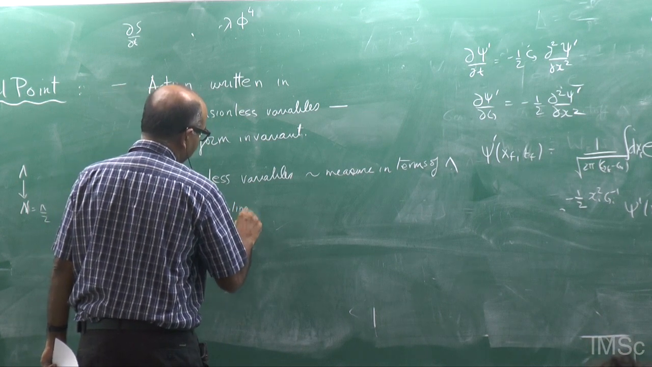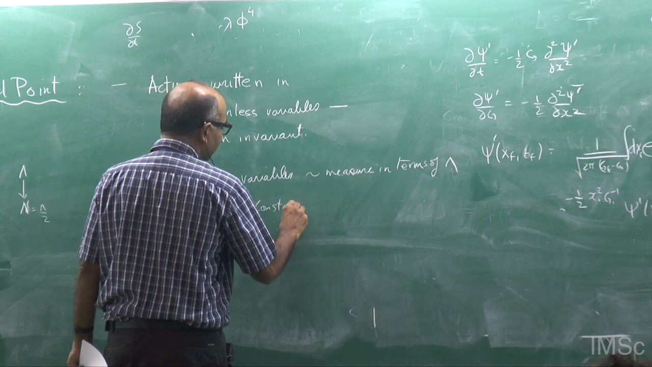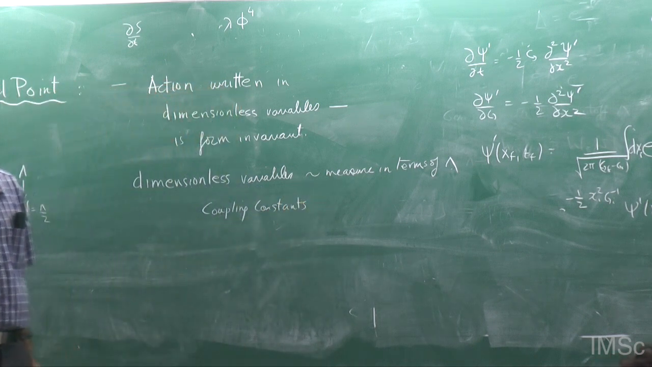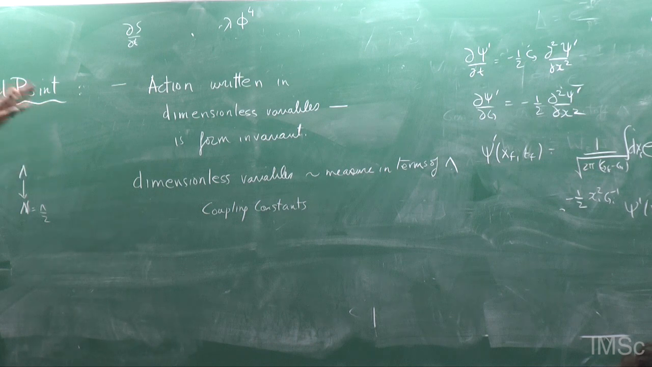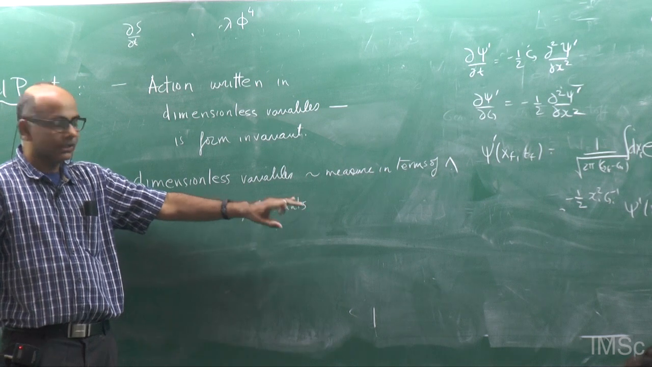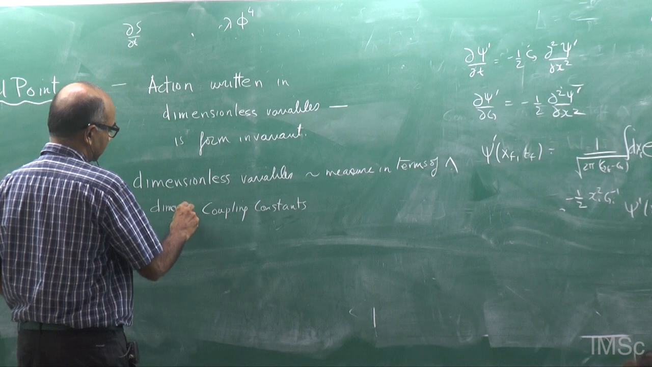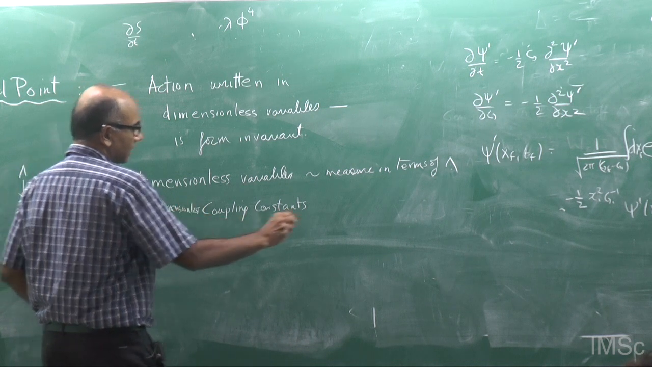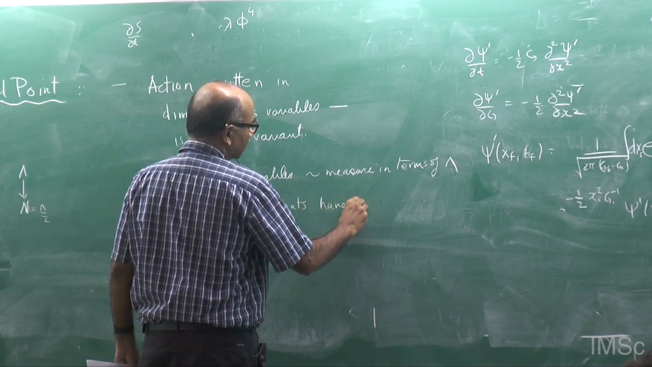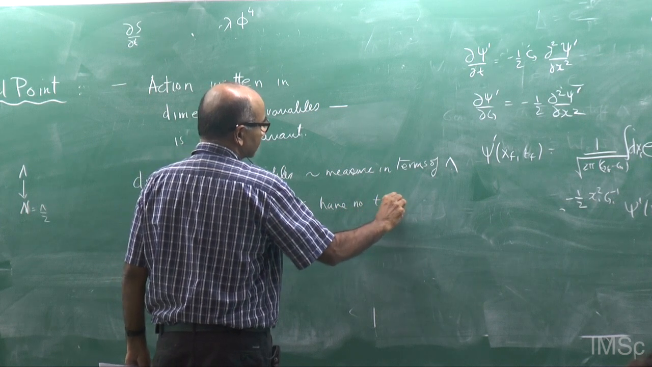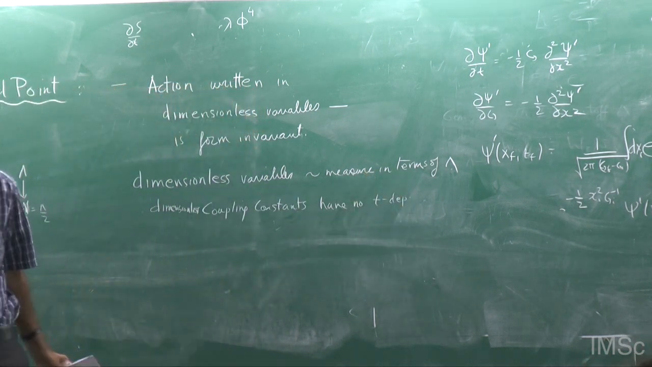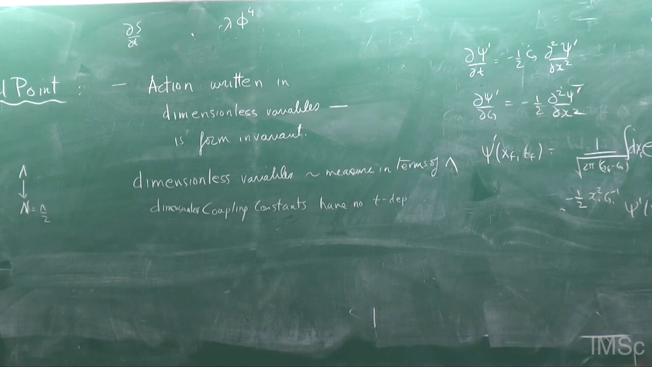So the coupling constants now are all dimensionless, because the fields are made dimensionless, the momenta are dimensionless, the action is dimensionless, so the coupling constant is also dimensionless. So the dimensionless coupling constants have no t dependence. That's what it means to be at a fixed point. So that's the physical idea of a fixed point that you want to implement when you look for a fixed point in this RG.